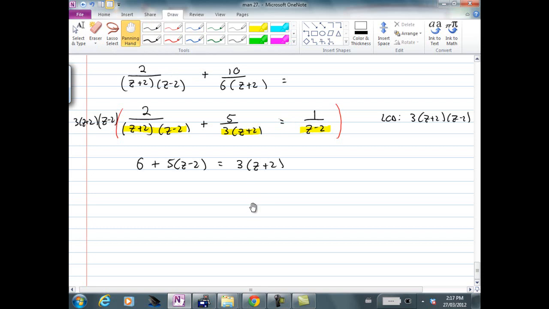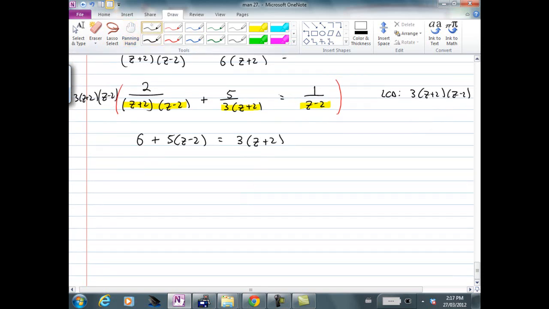So is this any harder than what you did first class? It's just a tad bit. Okay. So you got 6 plus 5z minus 10. That's all I'm going to do. Equals to 3z plus 6. The rest, I'm pretty sure you can. It's just a matter of pulling everything together. If you move things over, you have 2z equals to 10. Z equals to 5. Guys and gals, voila.